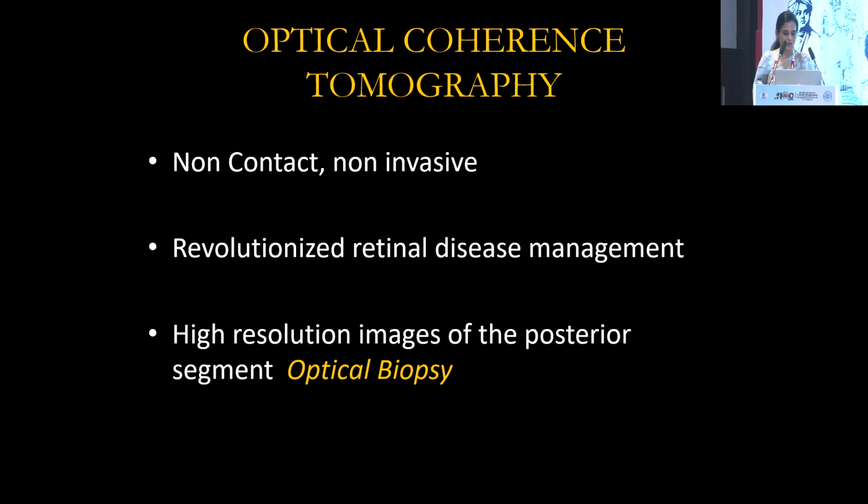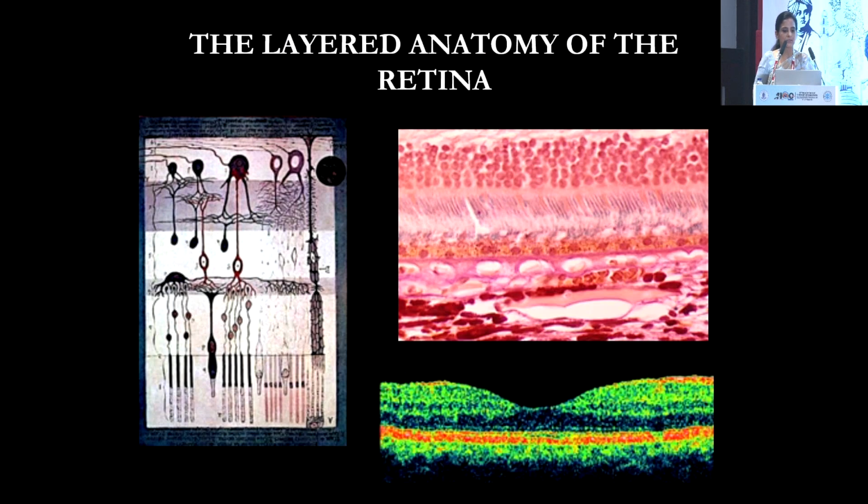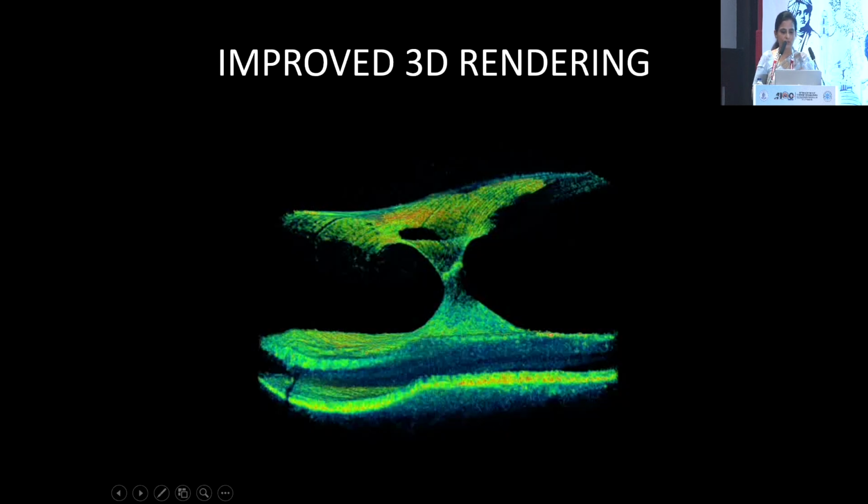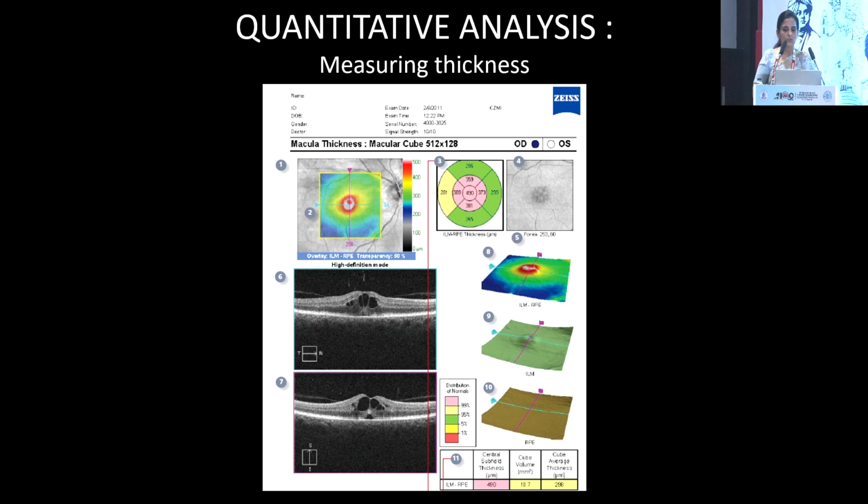We all know that it is an optical biopsy of the retina, and it very well depicts the layered anatomy of the retina. Now, there have been a lot of changes in the OCT over the years, and now high resolution OCT is available, with 3D rendering also available. When you're seeing the OCT, you see the quantitative analysis and the qualitative analysis. The quantitative analysis gives you the thickness of the central subfield area. The central subfield thickness is the most important area that we concentrate on.